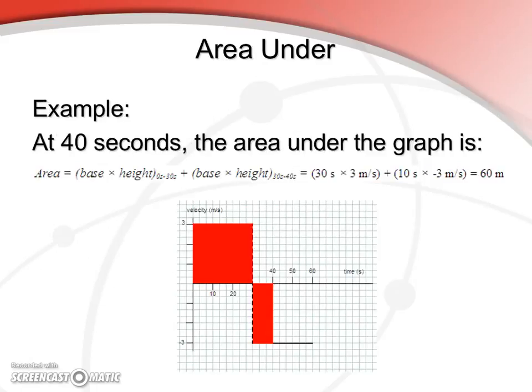Okay, so hopefully you filled out your graph now, but we'll do one example here. At 40 seconds, we have the area under the graph as the expression given here. The area above is 30 seconds times 3 meters per second equals 90 meters, plus 10 seconds times negative 3 meters per second, gives us a total of 60 meters.